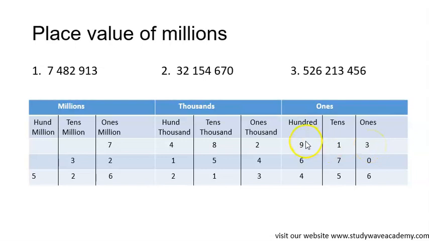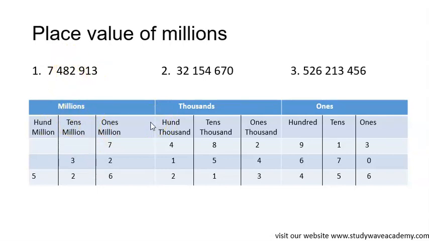913. 900 is in hundreds. 10 is in the tens. 3 is in the ones, okay? Then we have here 482. 2 in the 1,000s, 8 in the 10,000s, and 4 in the 100,000s. 482,000, okay? Then 7 in 1,000,000. So here we have 7,482,913, okay? This is how you place this number according to the value using this system.